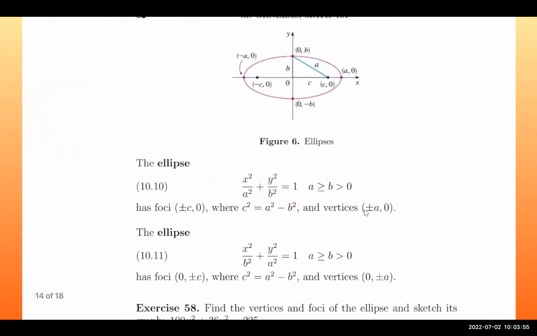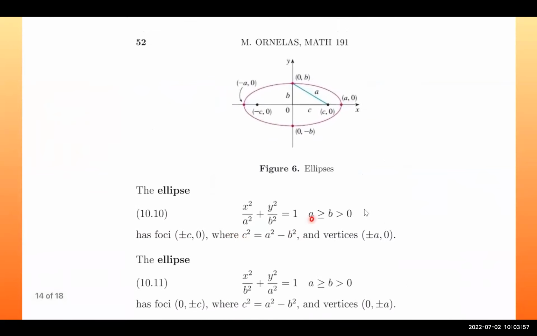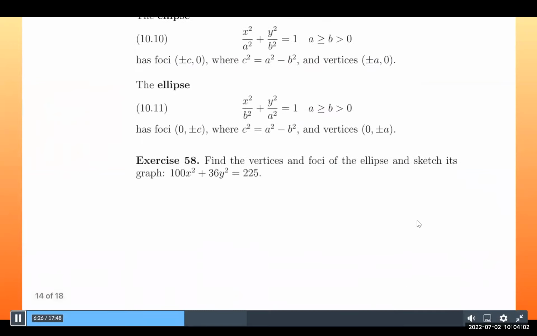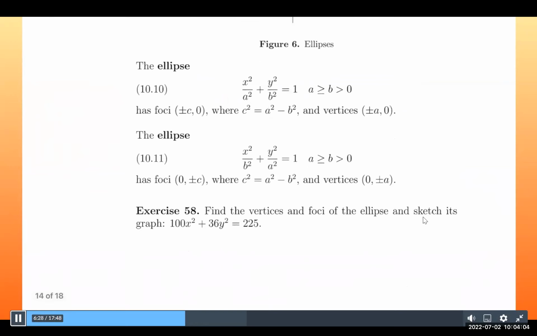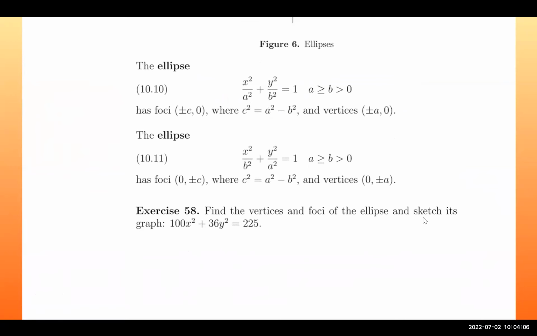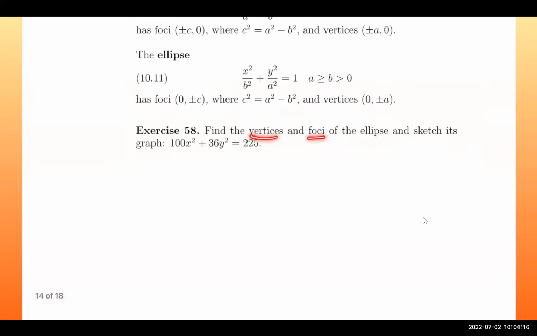Now they're going to give us equations for ellipses. This is the ellipse that you would draw when A is bigger than B, so it's going to look more stretched out horizontally. This would be the equation you would use when A is greater than B, but A is under the y this time, so it would be stretched vertically instead of horizontally. Okay, so they want us to find the vertices, foci, and sketch. So three things: vertices, foci, and sketch.